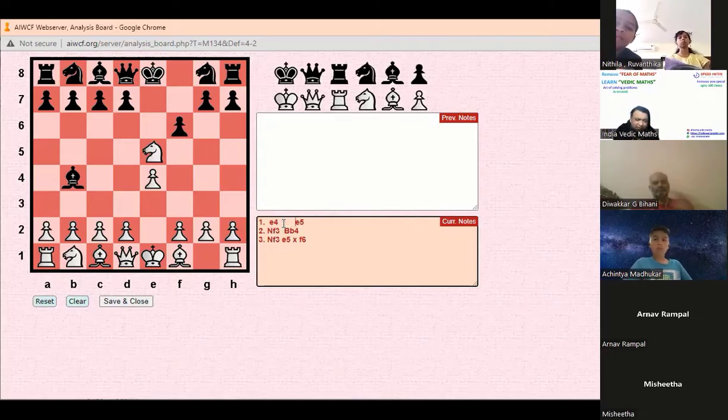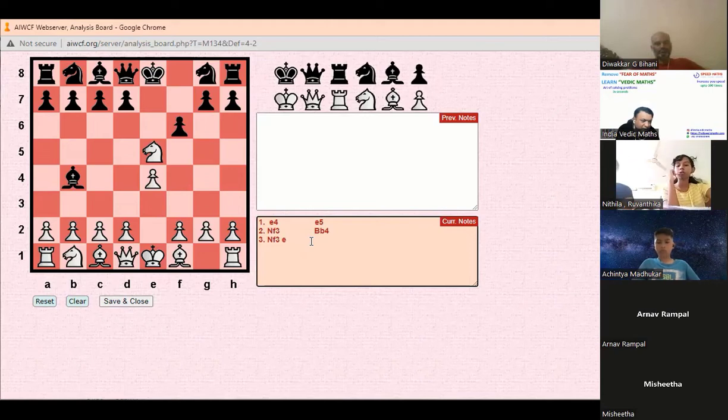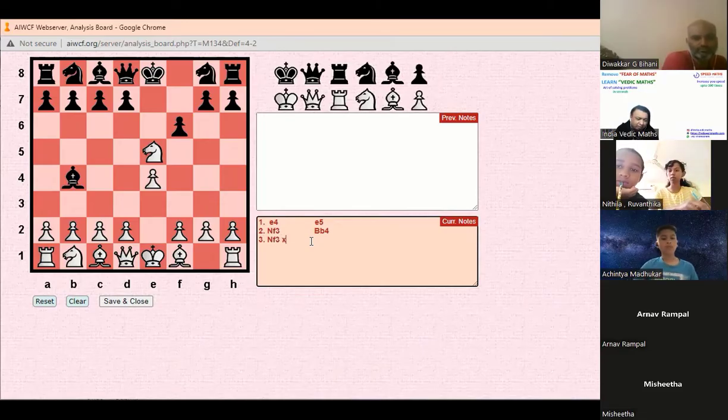Let me put some more space. E4, E5, NF3, BB4. This is one move. And now I put it wrongly. NF3 was there, right? NF3 captured which piece? E5. This is my move. Now, suppose black moved F6. It's okay? Now it's again white's move.